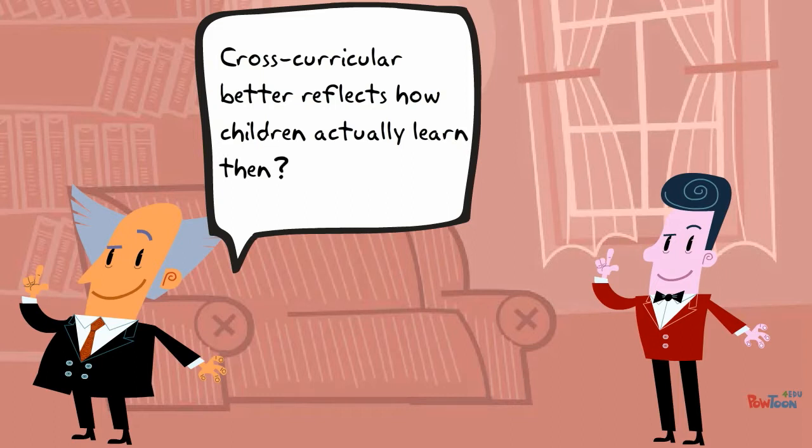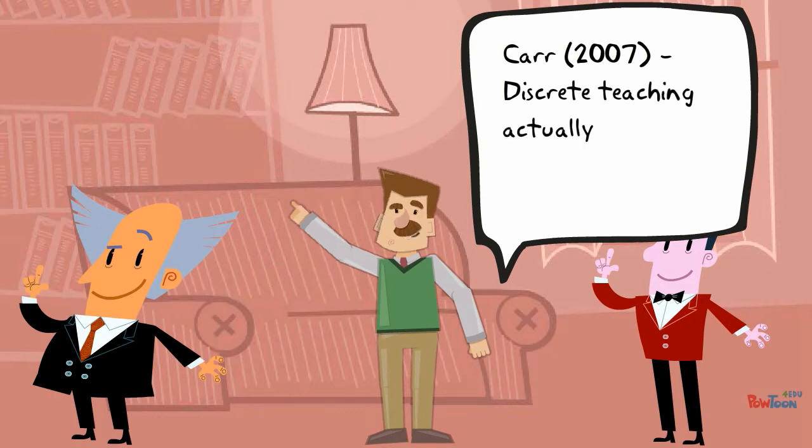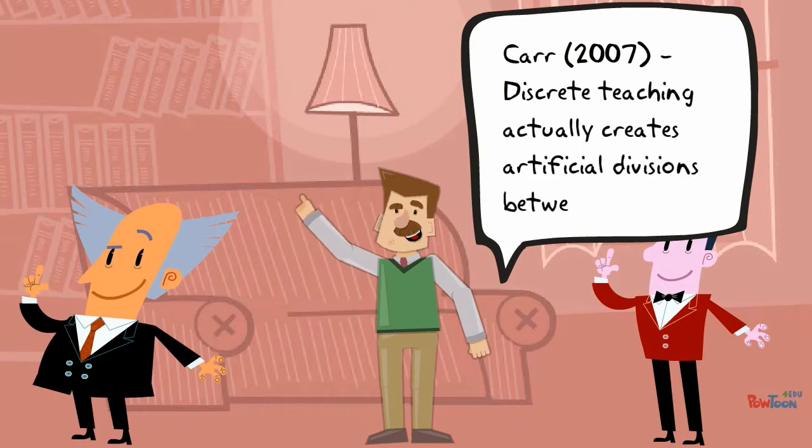Carr goes on to say that knowledge is itself holistic, and that discrete subject teaching not only paints a misleading picture of knowledge as descriptive, but it creates artificial divisions between bodies of knowledge.